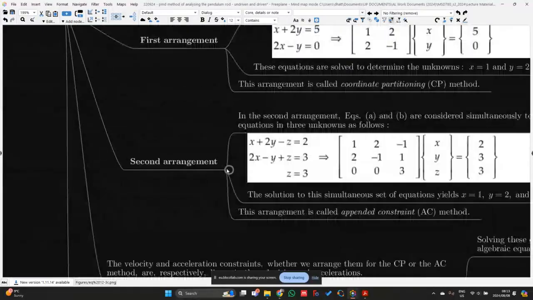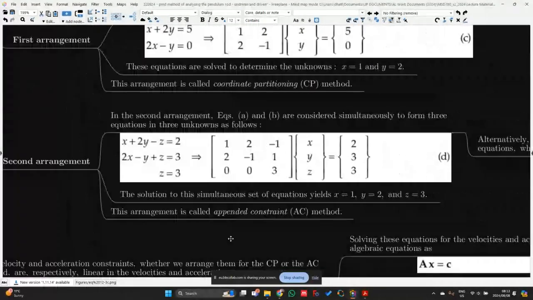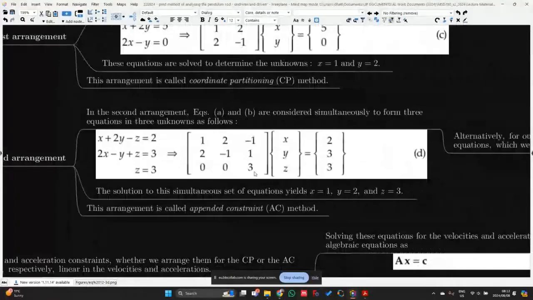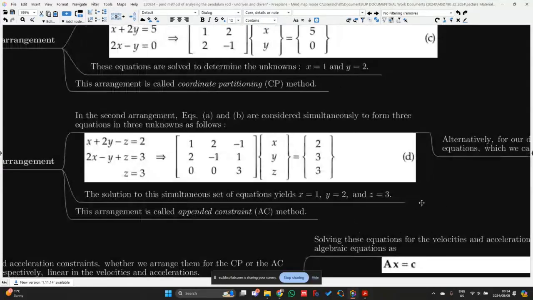The second type of arrangement that we have is that equations A and B are considered simultaneously to form three equations in three unknowns as follows. So in other words, we simply express z equal to 3 as a combined equation together with these two equations that we have over here. We can express that in matrix form, and we can solve for x, y, and z simultaneously. And this arrangement is then known as the appended constraint, or AC method.